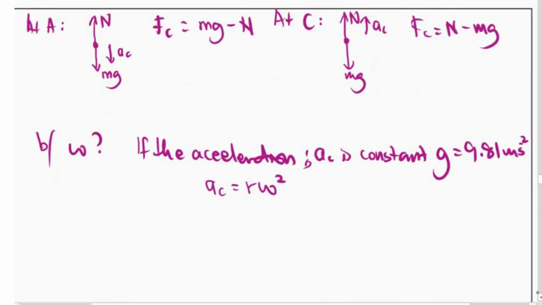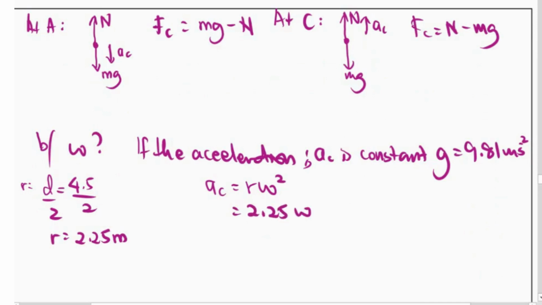Given the diameter from the question, the diameter is 4.5. To find the radius, just divide by 2. So R is 4.5 divided by 2, which is 2.25 meter. So R here is 2.25, omega squared, and AC is 9.81. You can press in the calculator, then find omega. The answer is 2.09 radian per second.